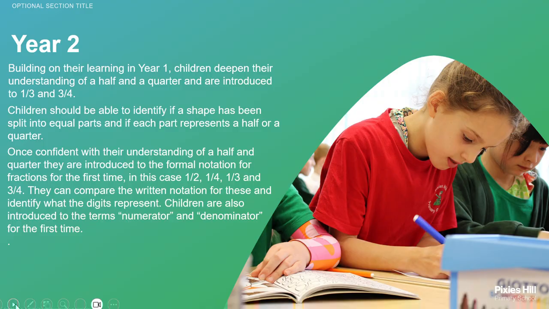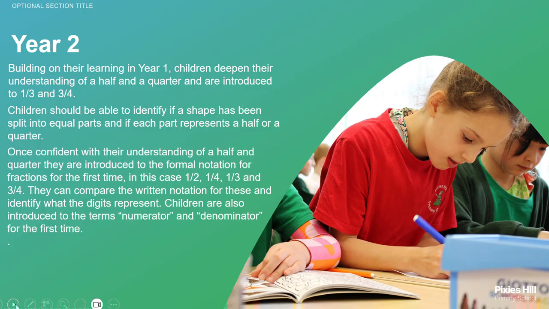In Year 2, they build on their learning from Year 1. Children deepen their understanding of a half and a quarter and are introduced to 1/3 and 3/4. Children should be able to identify if a shape has been split into equal parts and if each part represents a half or a quarter.